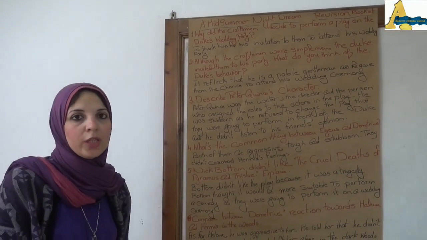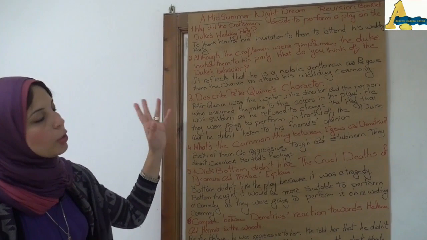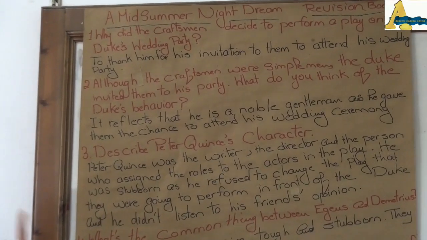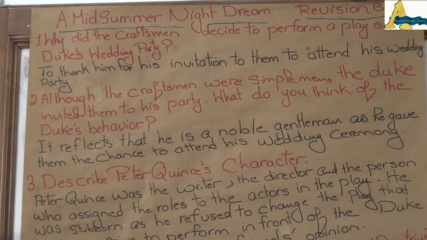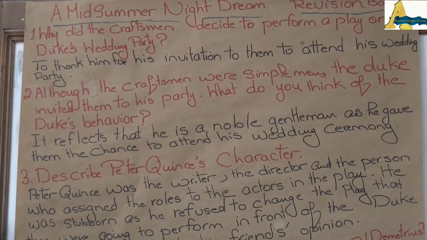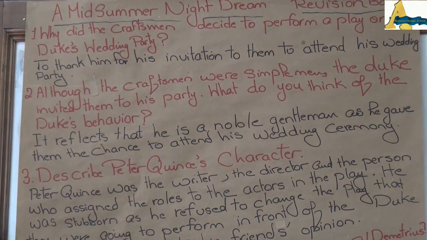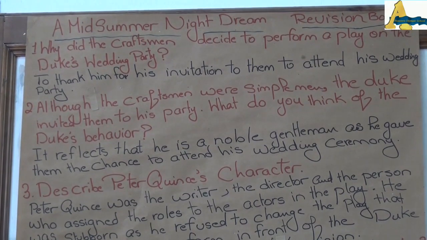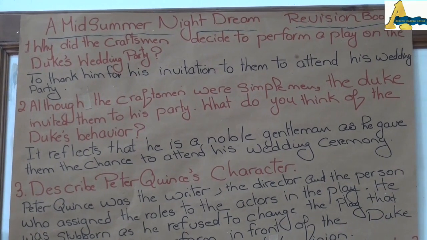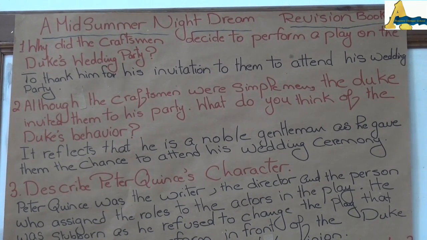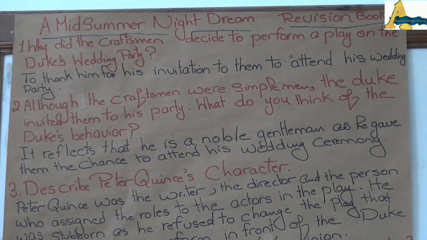Now our last item, it's A Midsummer Night's Dream, the reader. You're going to find all these questions in your revision booklet. Let's start. The first question. Why did the craftsmen decide to perform a play at the Duke's wedding party? To thank him for his invitation to them to attend his wedding party, because we know that they were poor, simple people, so they have to thank the Duke for inviting them to his wedding party. Although the craftsmen were simple men, the Duke invited them to his party.